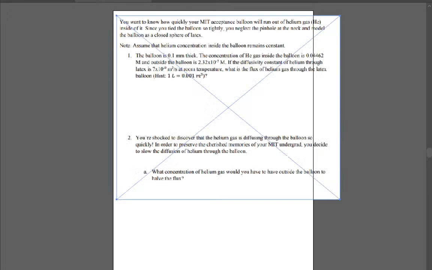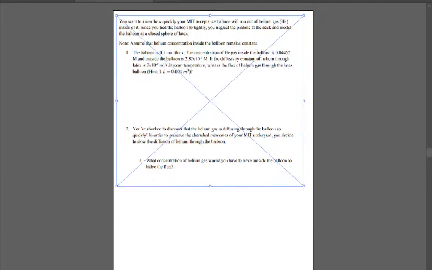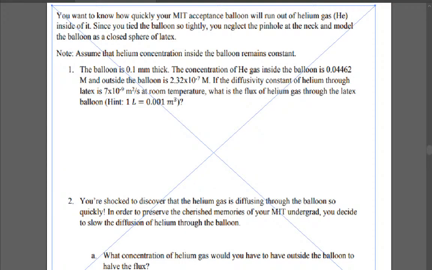Let's place the first problem here. There we go. Ooh, that is pretty big. Let's shrink that down. There we go. So here we go, now let's actually start this. You want to know how quickly your MIT acceptance balloon will run out of helium gas inside it. Since you tie the balloon so tightly, you neglect the pinhole at the neck and model the balloon as a closed sphere of latex. Good.